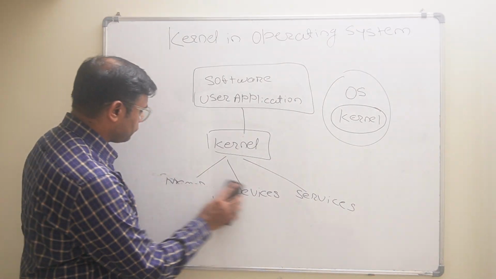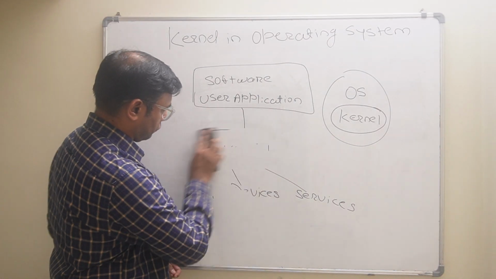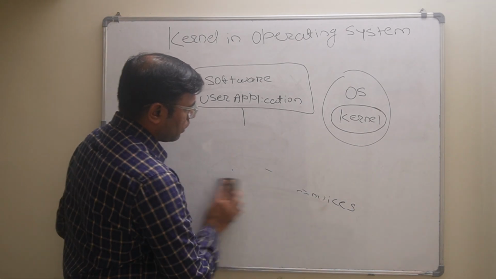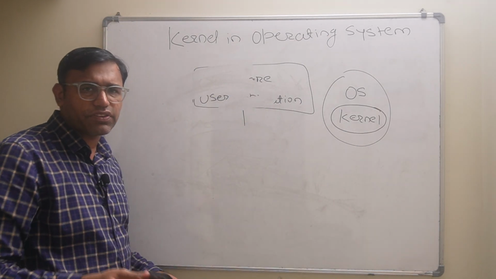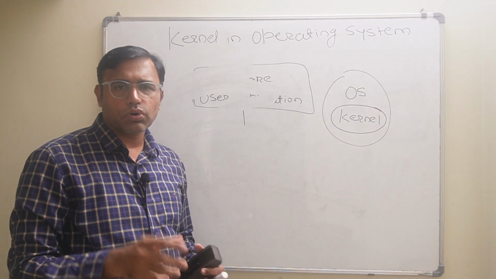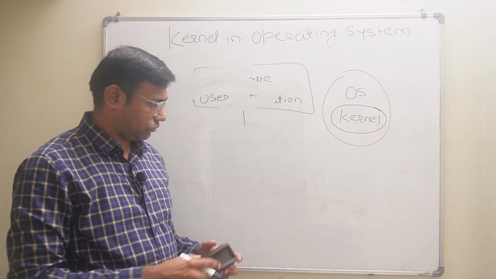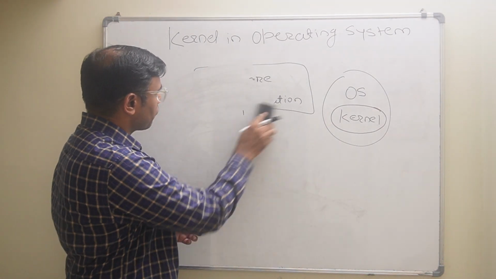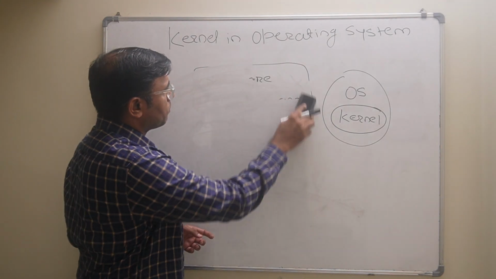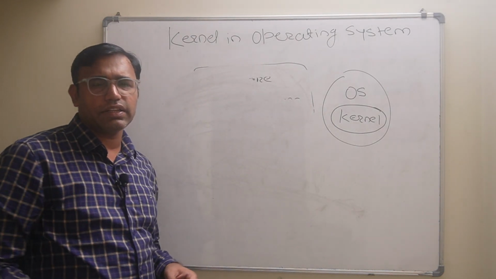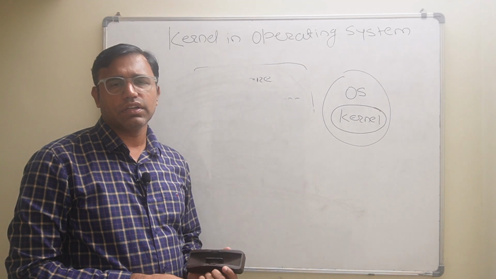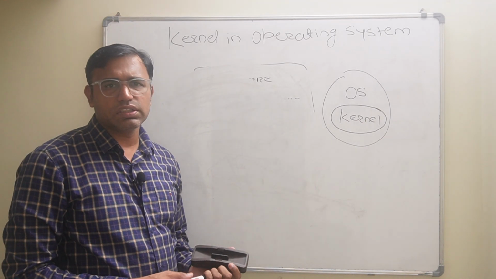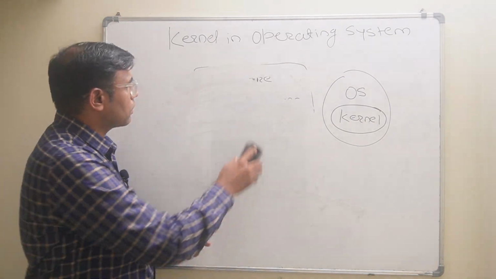Now, how does the kernel work? First of all, whenever you load the operating system, the bootloader gets loaded. Then after that the kernel will be loaded, and then kernel will do the device management, memory management, resource management. All these things will be done by the kernel.